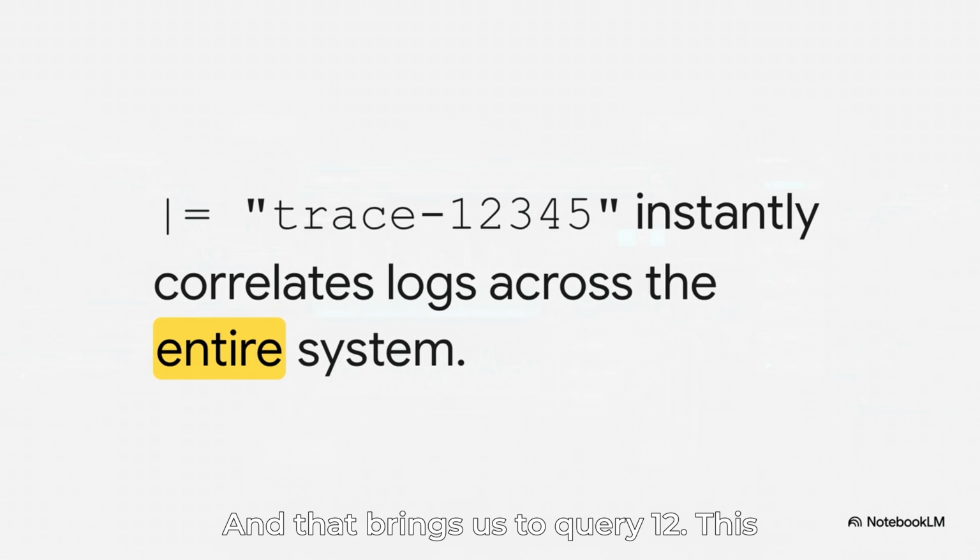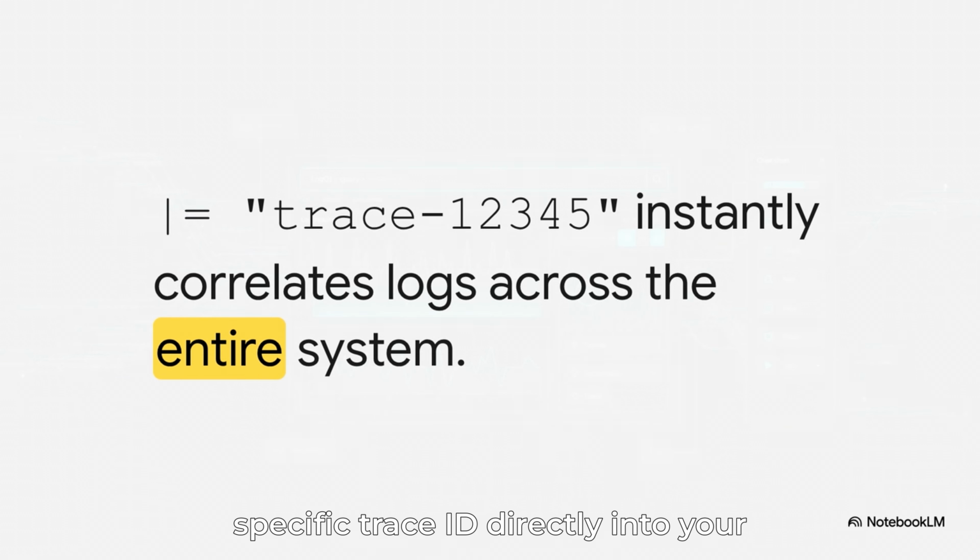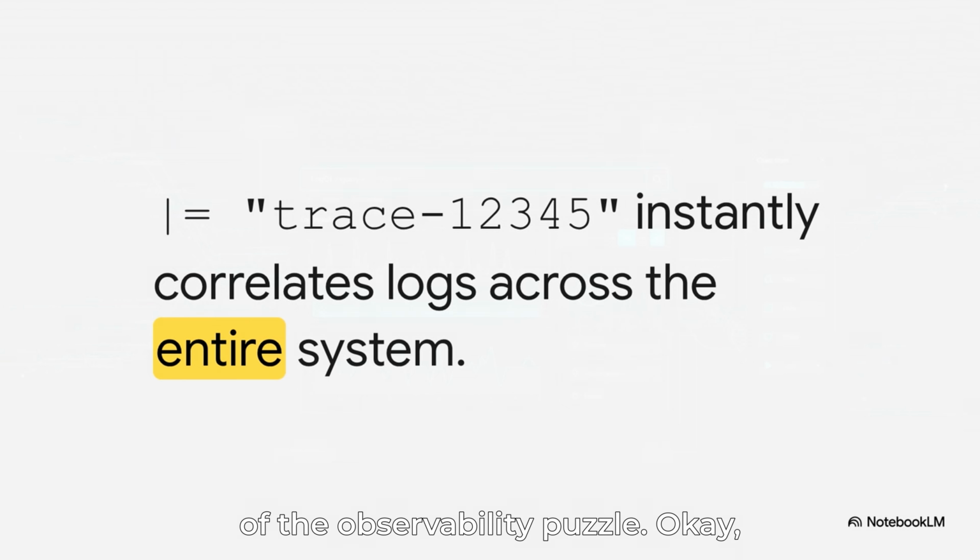And that brings us to Query 12. This is your ultimate correlation tool. When you spot an anomaly in a metric or a failing trace in a distributed system, you need the logs for that exact transaction. By piping a specific trace ID directly into your line filter, you instantly correlate logs across your entire system for that specific user journey. It's really the final piece of the observability puzzle.